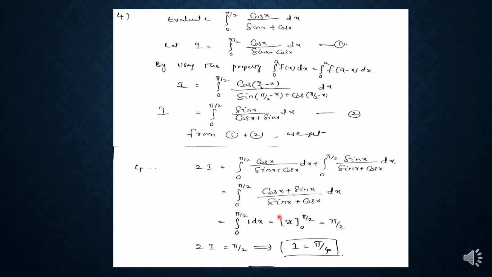That is integral 0 to pi by 2 1 dx is equal to, we know that integral 1 dx is equal to x from 0 to pi by 2. Now apply the limits, x is equal to pi by 2 minus 0, that is equal to pi by 2. This is 2I is equal to pi by 2. I is equal to pi by 2 by 2, that becomes pi by 4. Here I means integral 0 to pi by 2 cos x by sin x plus cos x dx is equal to pi by 4. So this is the solution. So this type of problems are very, very important.